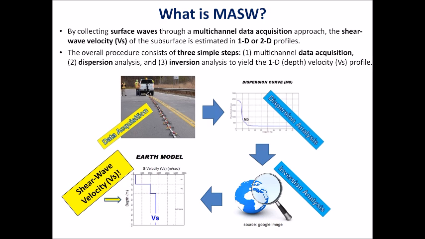It is a seismic surface wave method. You first collect data in the field by using a multi-channel acquisition approach, and then your collected data will go through two steps of data analysis: dispersion and inversion. And then at the end, you will come up with this kind of 1D shear wave velocity profile, which shows a shear wave velocity variation with depths. We would put this profile at this central location of the receiver array used to collect that particular field data.